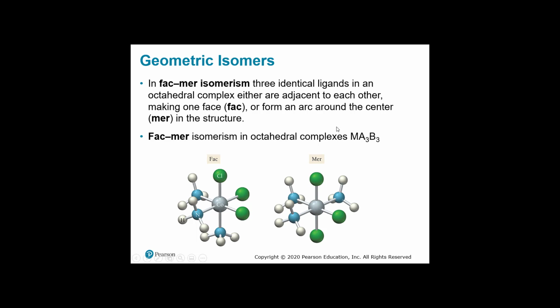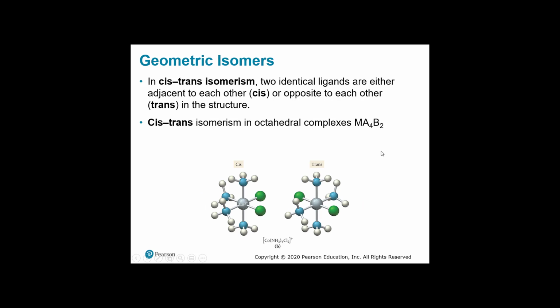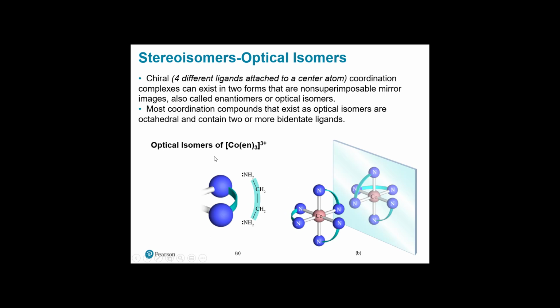And with this one, the general formula is an MA3B3. So that's what you're seeing here. There's 1, 2, 3, and 1, 2, 3. And that's going to give this complex compared to something that is an MA4B2, which is 4 ligands and 2 ligands. 2 of the same and 4 of the same. So these are general complex formulas that you definitely should be comfortable with.